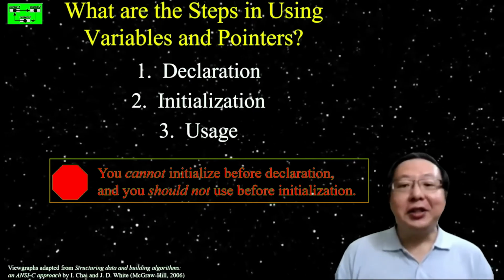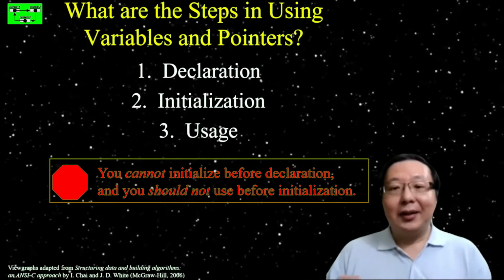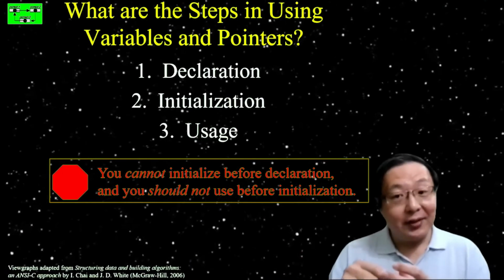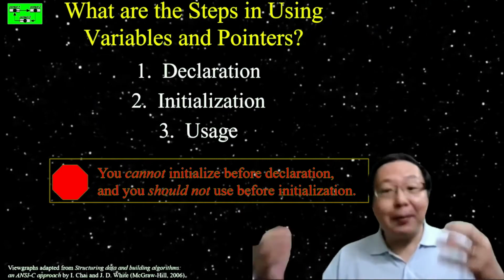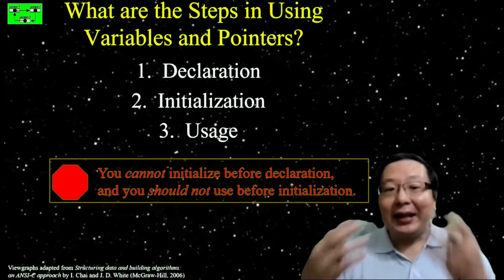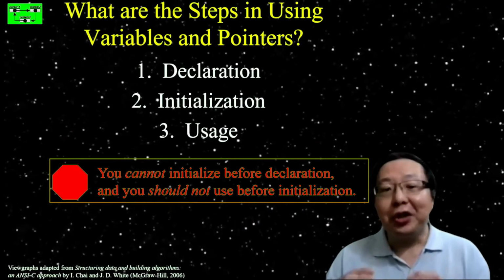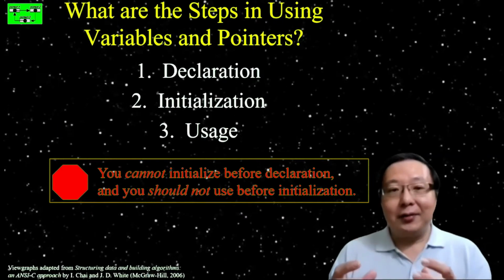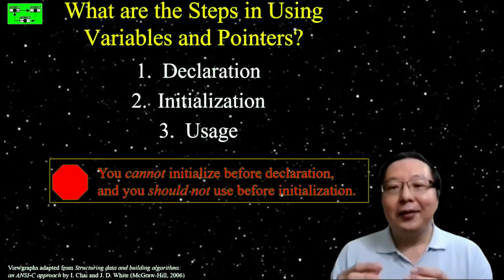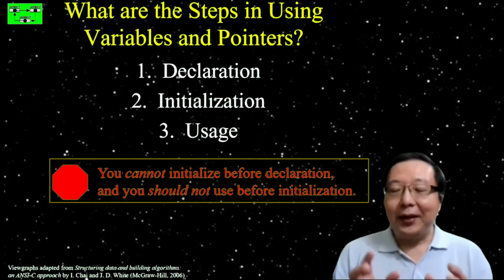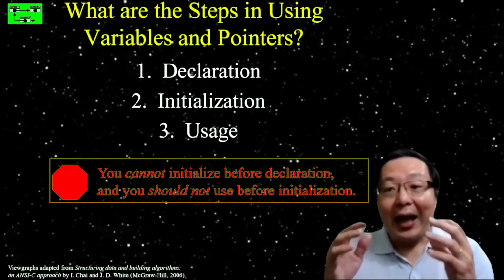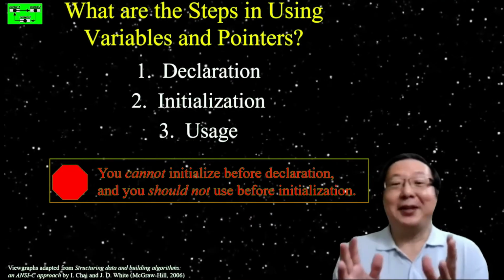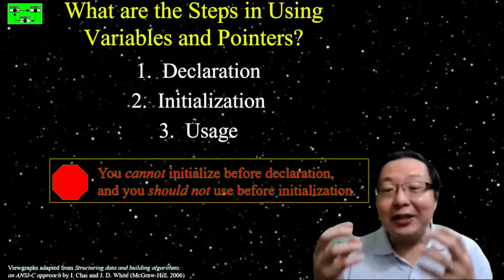You cannot initialize before declaration because the thing doesn't exist yet. It's like you haven't made the box yet, so you can't put something into the box. You haven't made that container yet, so you can't put something into the container. So that's why you must declare first. And you should not use before initialization, because when you first make the box, it doesn't contain anything meaningful. Actually, in real life, in a computer, it contains whatever random thing happened to be in that memory location. So it could really mess up your program if you start using it without having a specific value there.